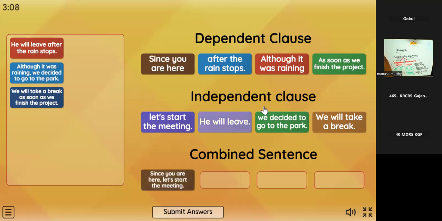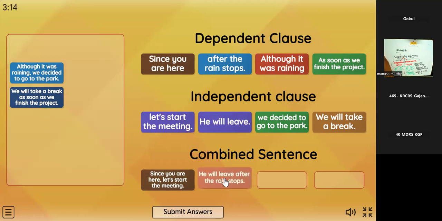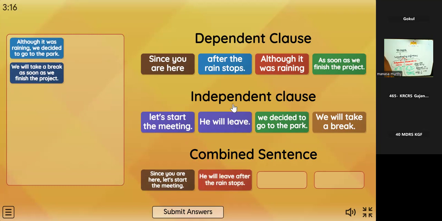He will leave after the rain stops. So "he will leave" is the independent clause. "After the rain stops" is the dependent clause. So first, which clause is appearing? Independent is appearing.